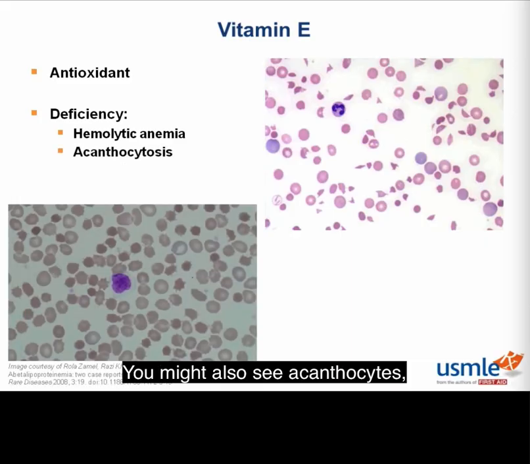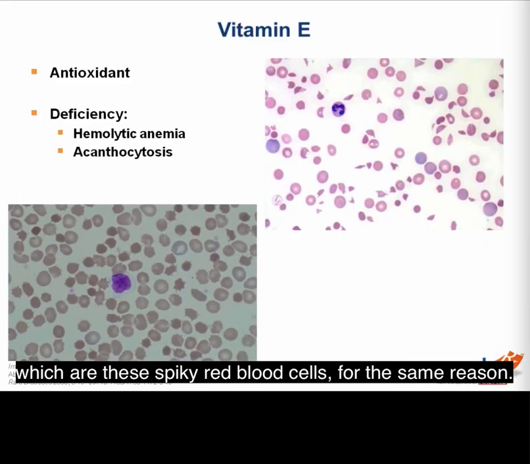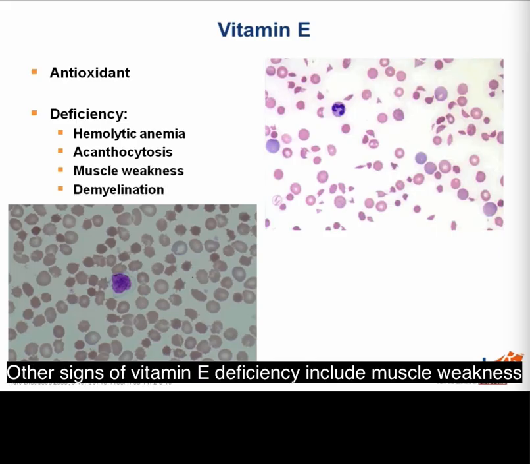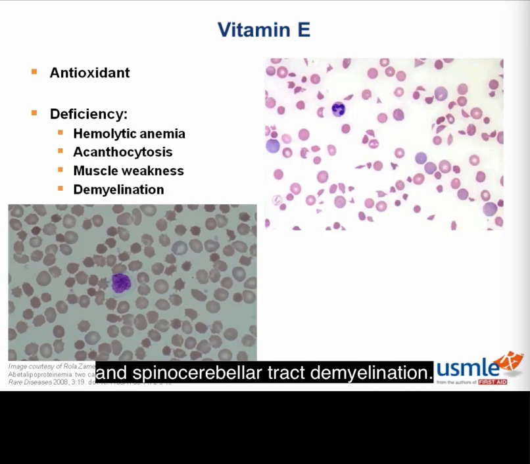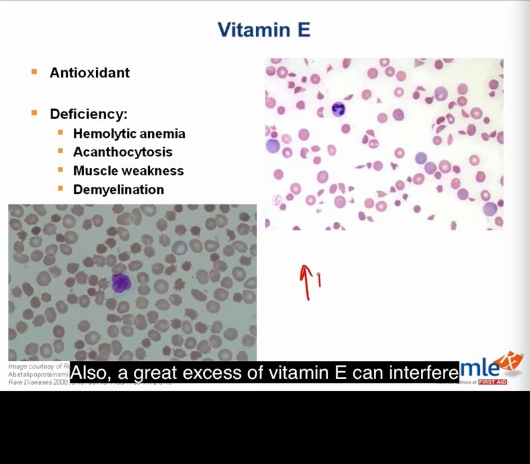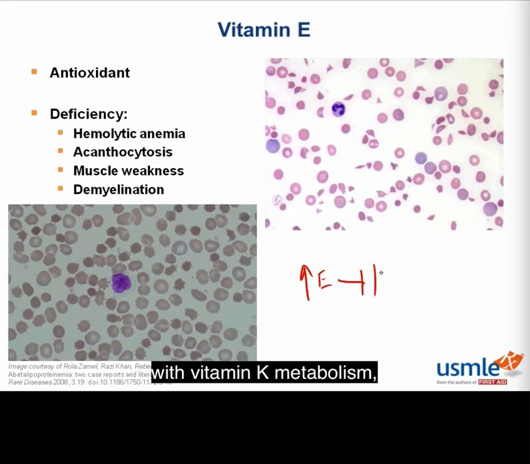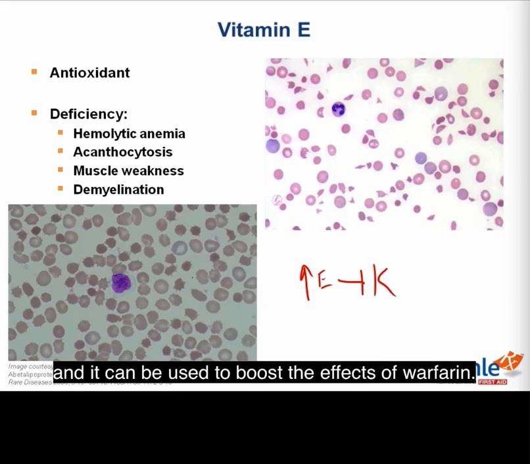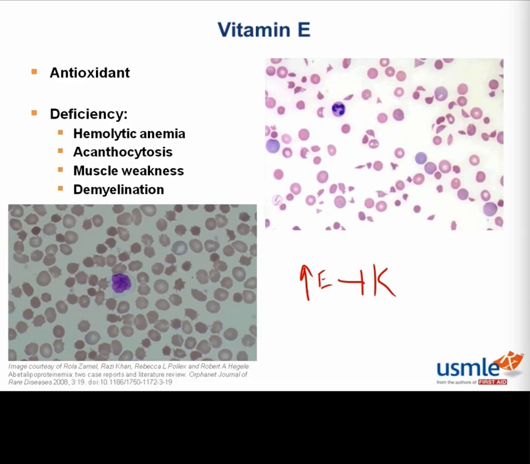You might also see acanthocytes, which are these spiky red blood cells, for the same reason. Other signs of vitamin E deficiency include muscle weakness and posterior column and spinocerebellar tract demyelination. Also, a great excess of vitamin E can interfere with vitamin K metabolism. So this will have an anticoagulant effect and can be used to boost the effects of warfarin.